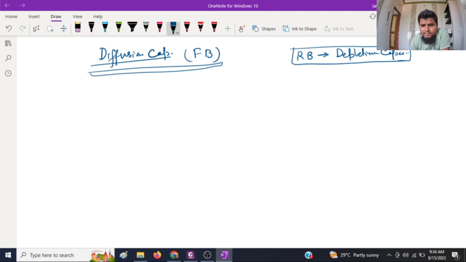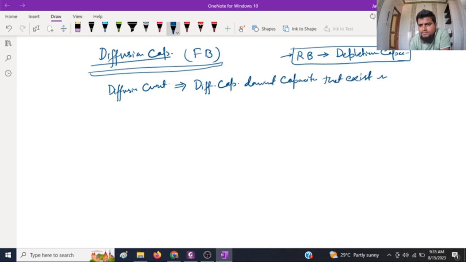Anyway, in case of forward bias, what happens is that there is no, and hence diffusion capacitance is the dominant capacitance that exists in forward bias, in a PN junction diode.